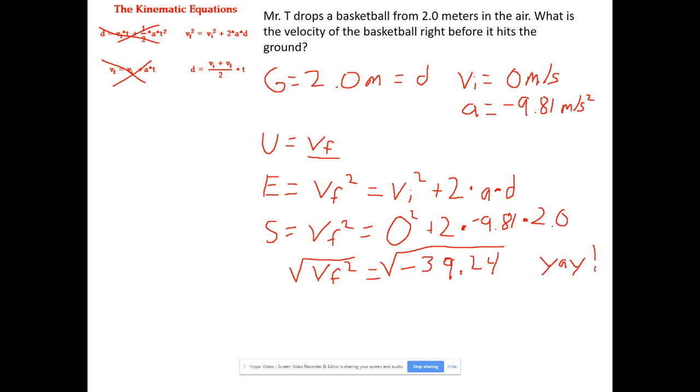Yay! No, this is okay. I always leave in mistakes so that way you can see, because these are very common mistakes, like I said at the beginning. So where did we mess up?